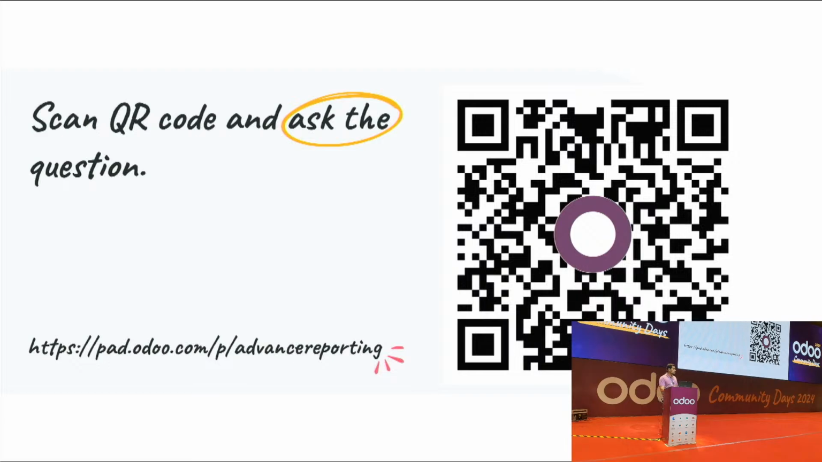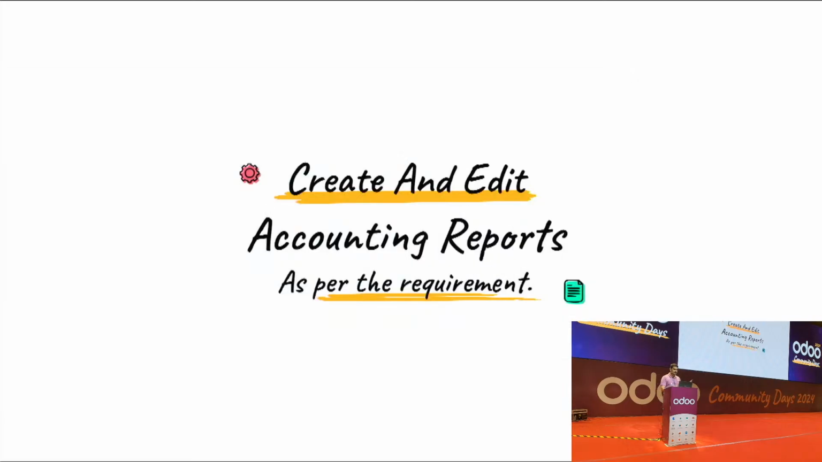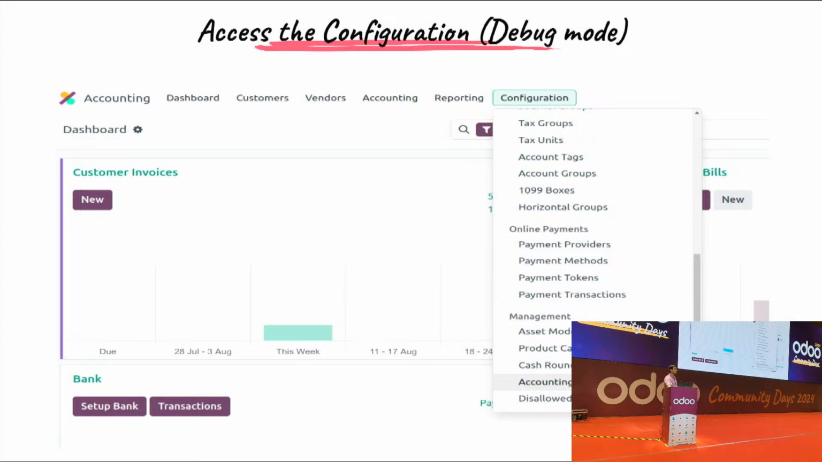I'm going to show you how you can create and edit the accounting reports as per the requirement. For this, we are going to take a few examples so we'll be able to understand how changing and editing the accounting report works over here. Now, the first thing, if you want to change any of the accounting reports, you need to enable the debug mode, the developer mode over here.